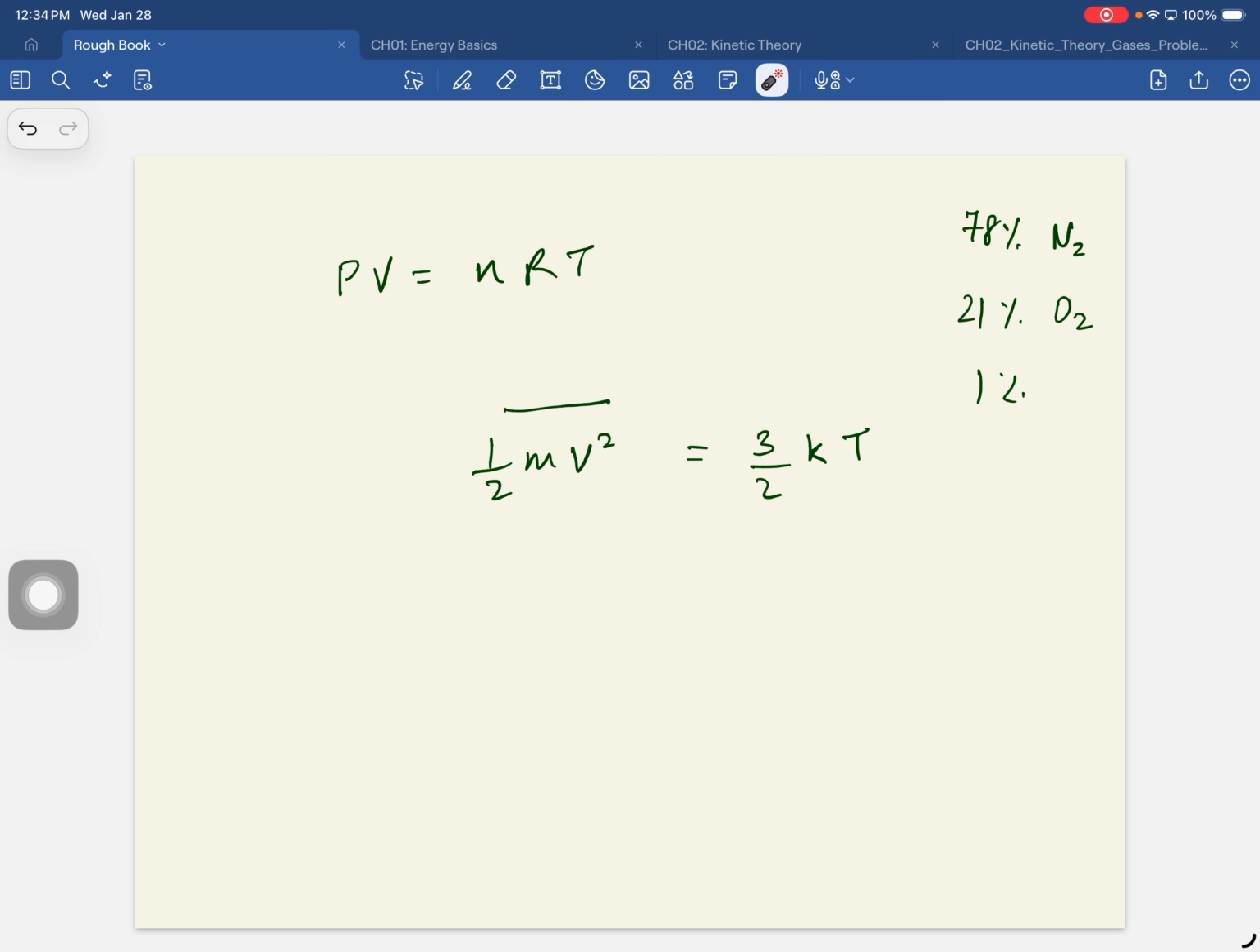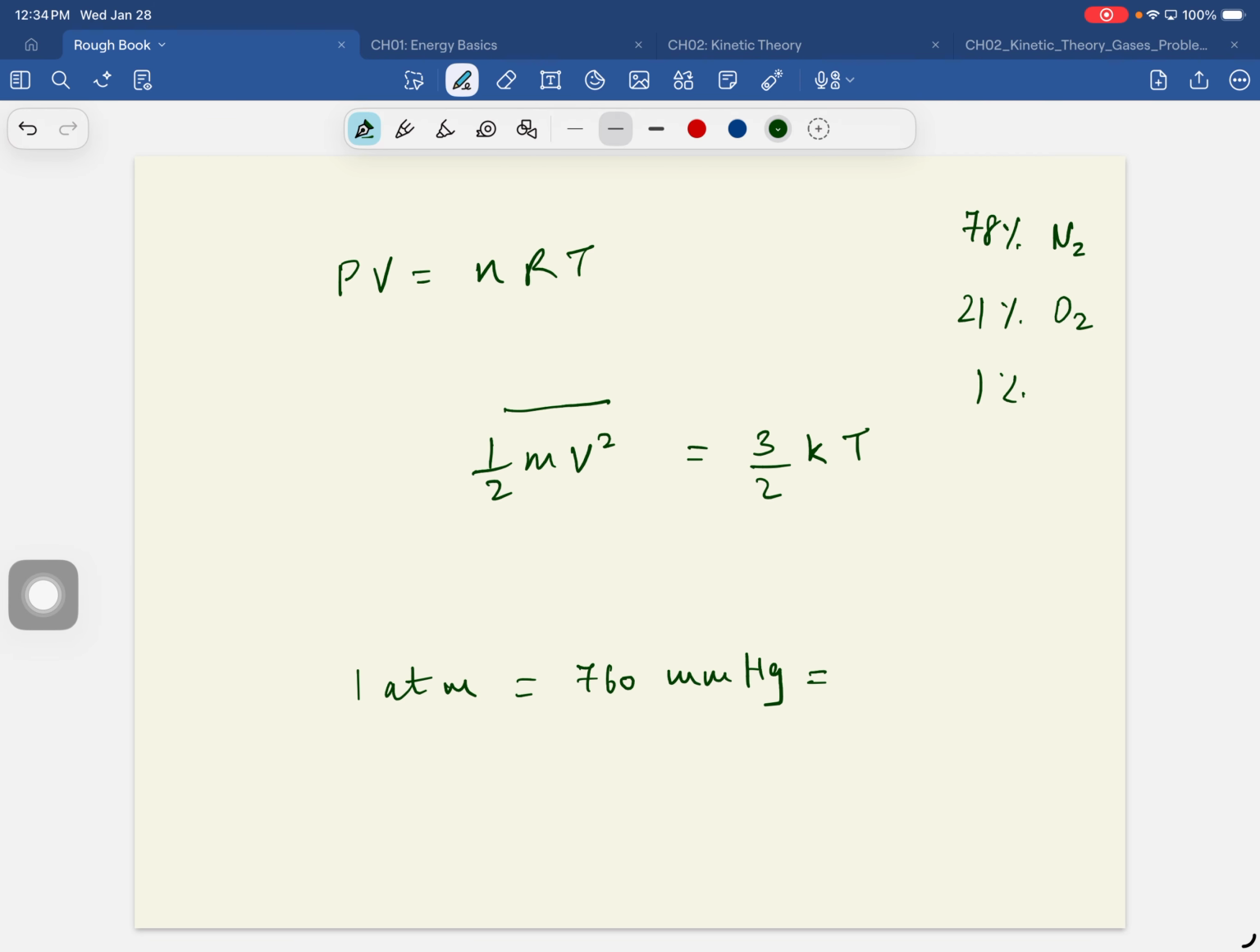So let me tell you another amazing number first. We probably have talked about this before. Do you guys know what is the value of 1 atmosphere? Yeah, 1 atmosphere is 760 millimeters of mercury. Any other units? PSI, do you know? 15 PSI. What does PSI mean? Pounds per square inch.